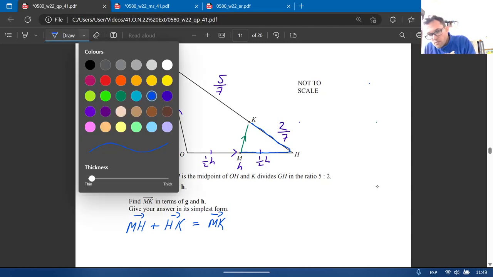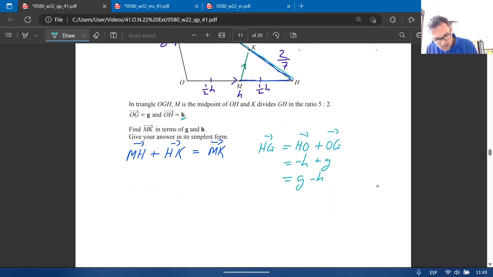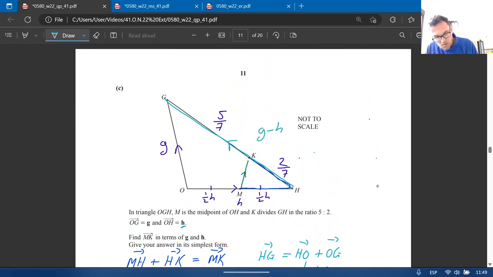Let's first find out what the whole line here is, HG. We write that down: HG would be HO, going this long way from H to O, and OG. Why did I take that route? Because I know HO is, in terms of H, negative H, because we're going in the opposite direction. We're not going OH, we're going HO. And OG we have, because they're giving us, that's G. To make it look nicer, we can swap it around: it's G minus H. So we know this whole thing here is G minus H, which means HK is 2 sevenths of G minus H. Of course, KG is 5 sevenths of G minus H, but that's not relevant now. Okay, so, sweet.